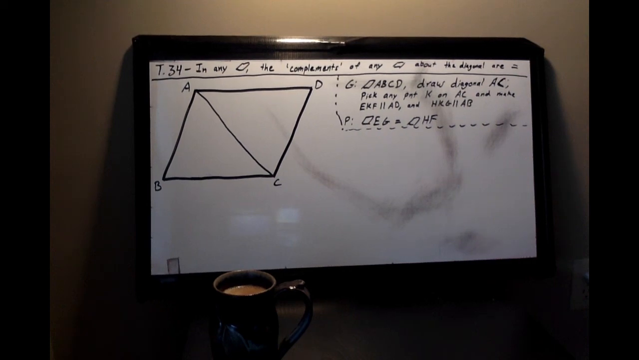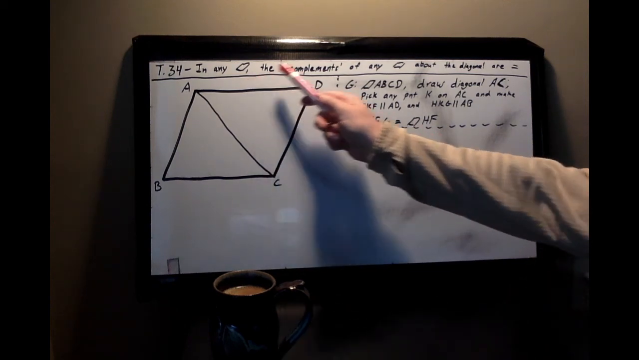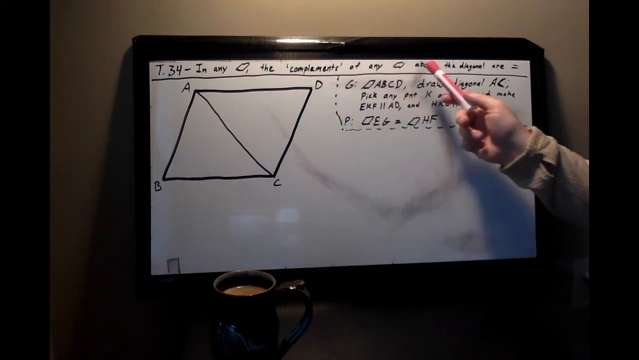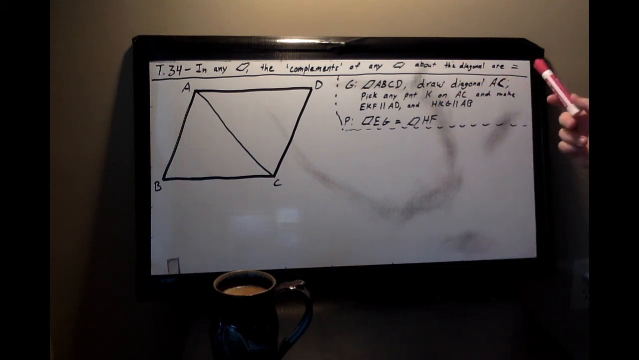Theorem 34. Alright, so this one's going to have some new terms and be a little bit weird at the start, but you'll see it's a pretty quick and almost obvious proposition. So anyways, in any parallelogram, the complements of any parallelogram about the diagonal are equal. Now what the heck is a complement?